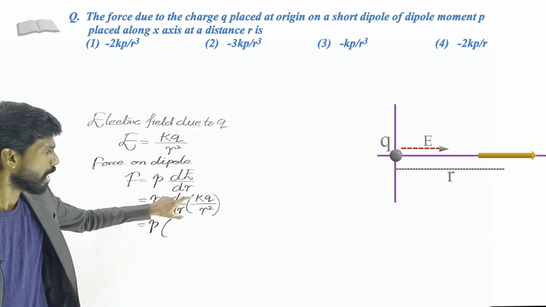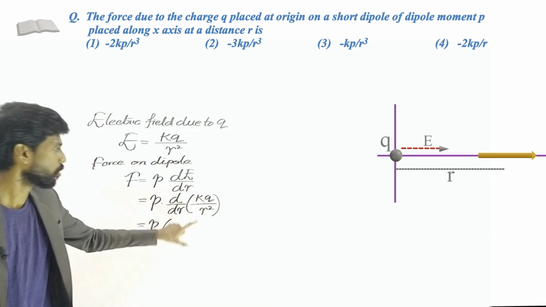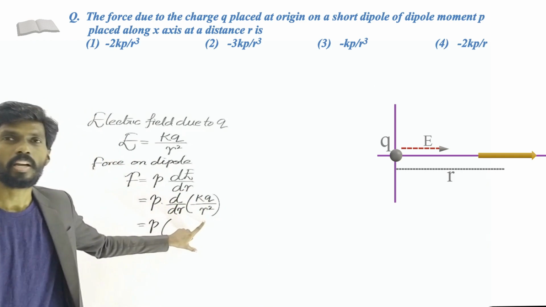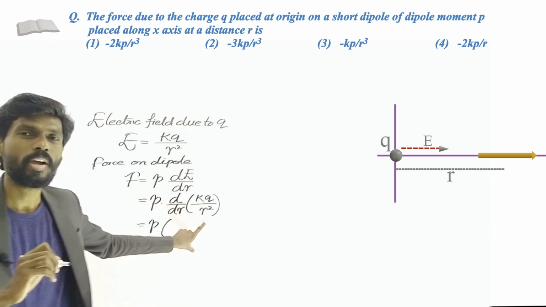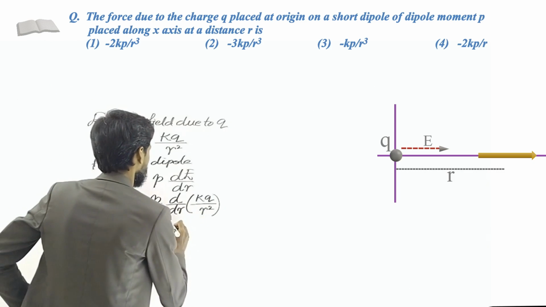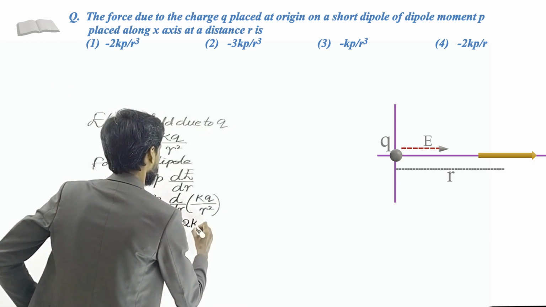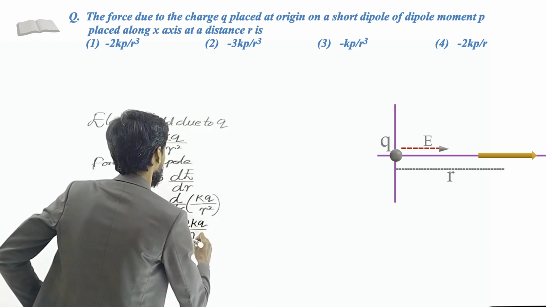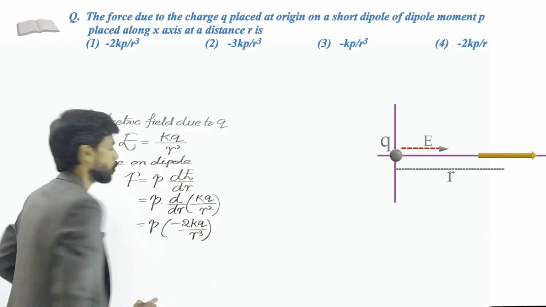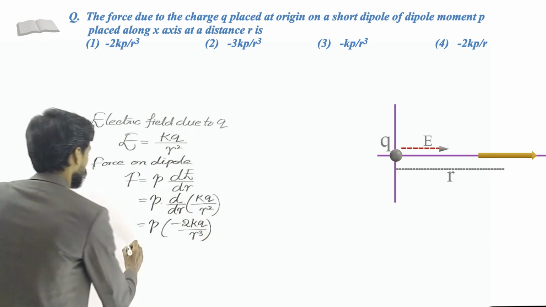Let's find the derivative. So P multiplied by kq divided by r square. How to find the derivative? These are all constants. R is the variable here. We can write it as r to the power minus 2, and if you find the derivative, that will become minus 2kq divided by r cube. So that is our required force.